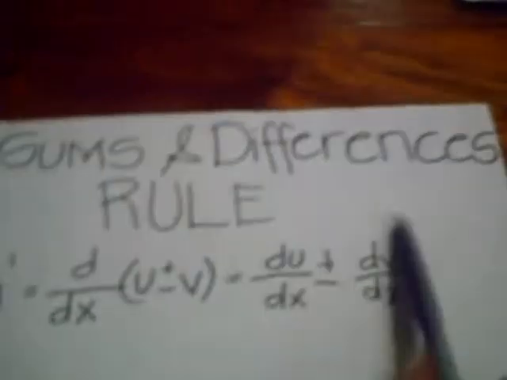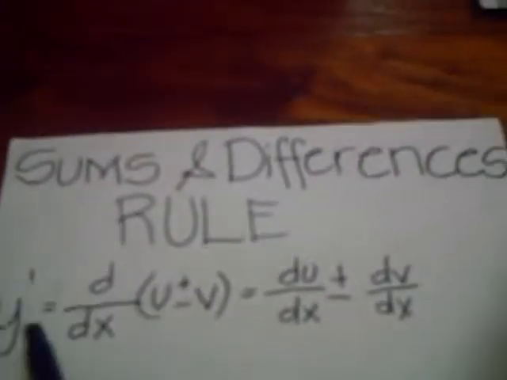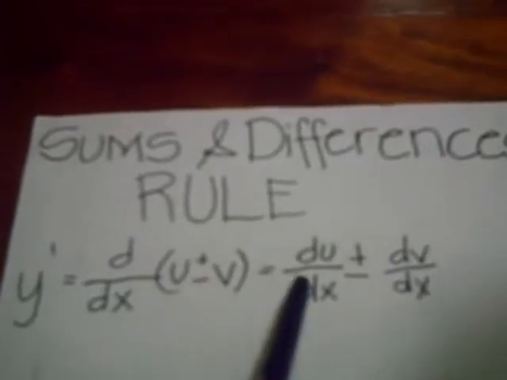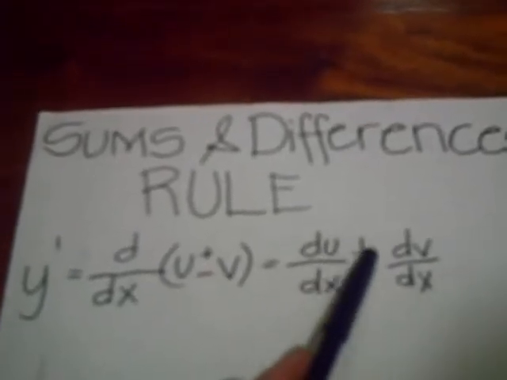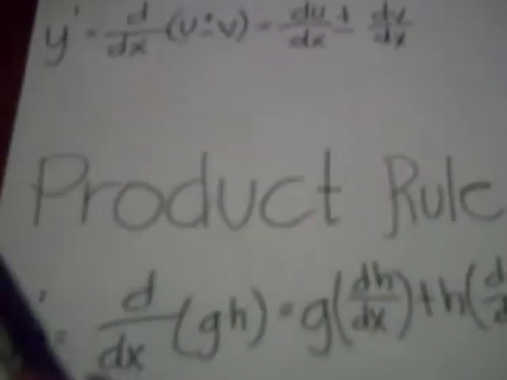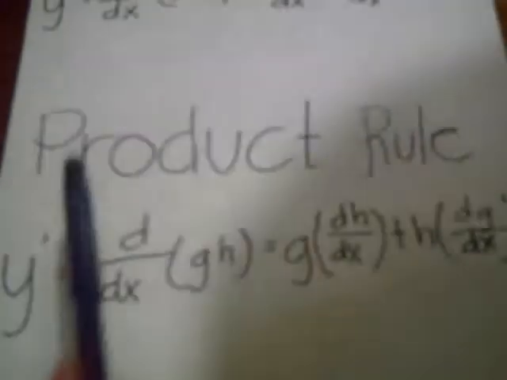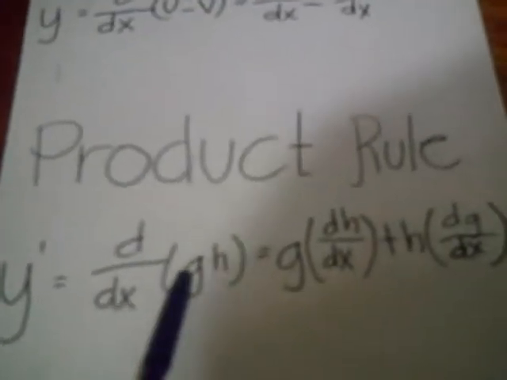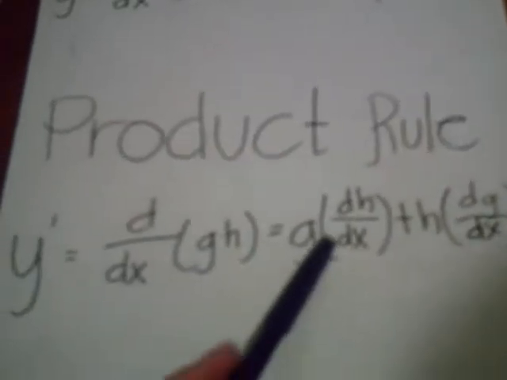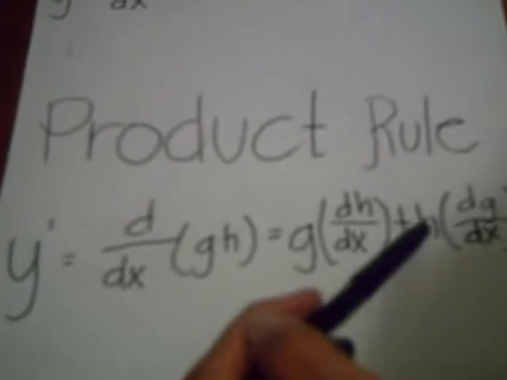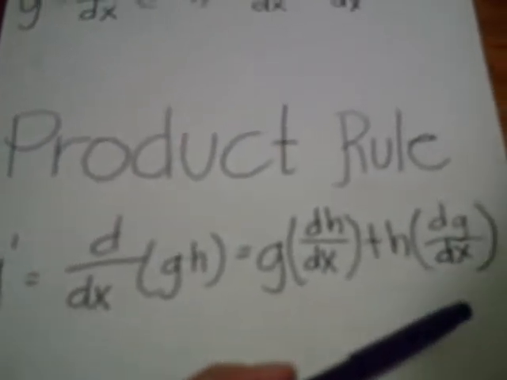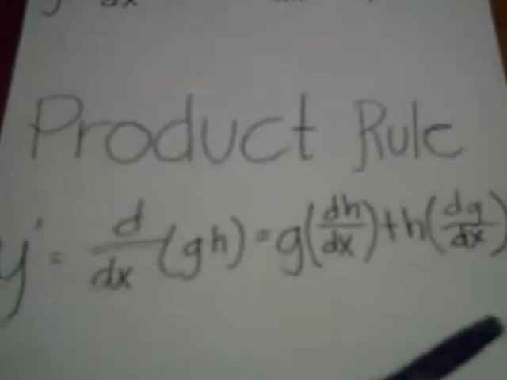Third is the sums and differences rule, wherein the derivative of u plus or minus v is equal to the derivative of u plus or minus the derivative of v. Last is the product rule. The derivative of g times h is equal to g times the derivative of h plus h times the derivative of g. I will explain them and give examples one by one.